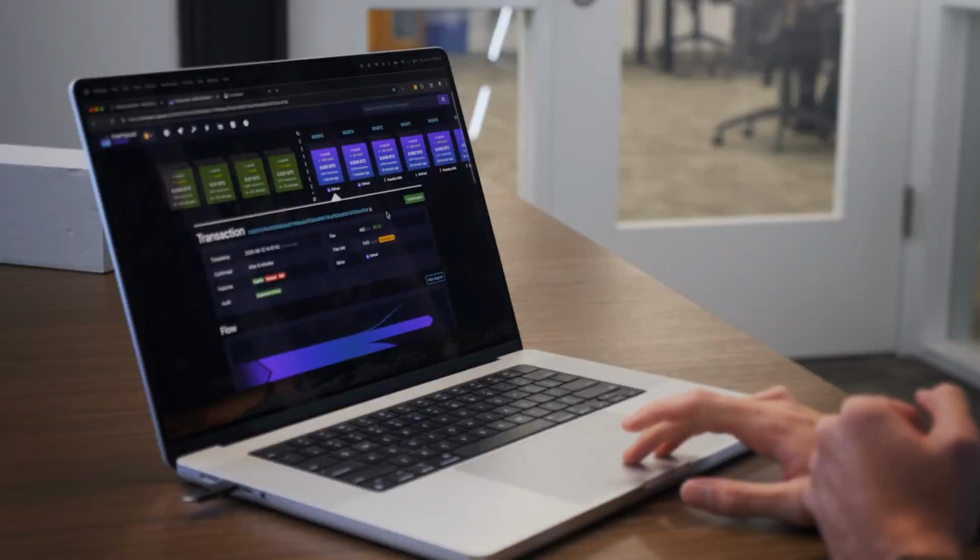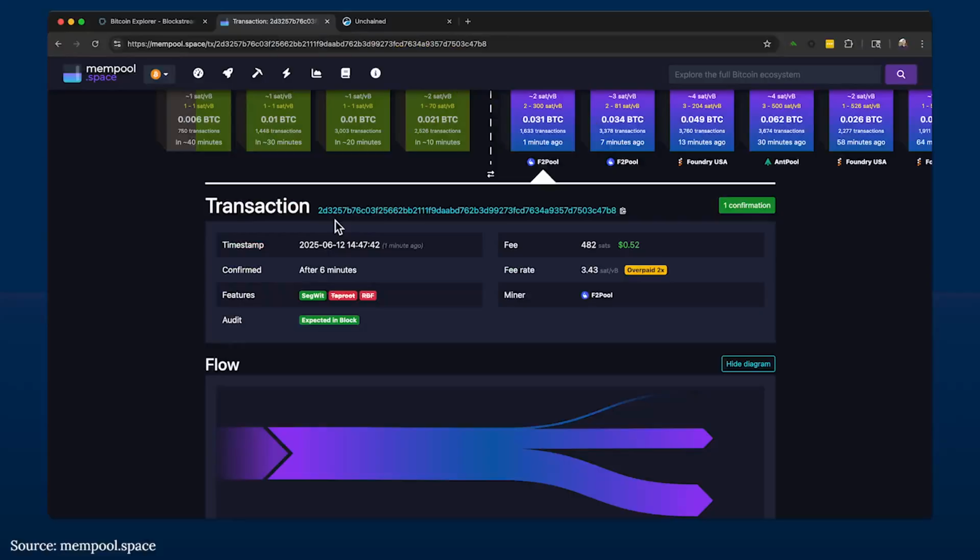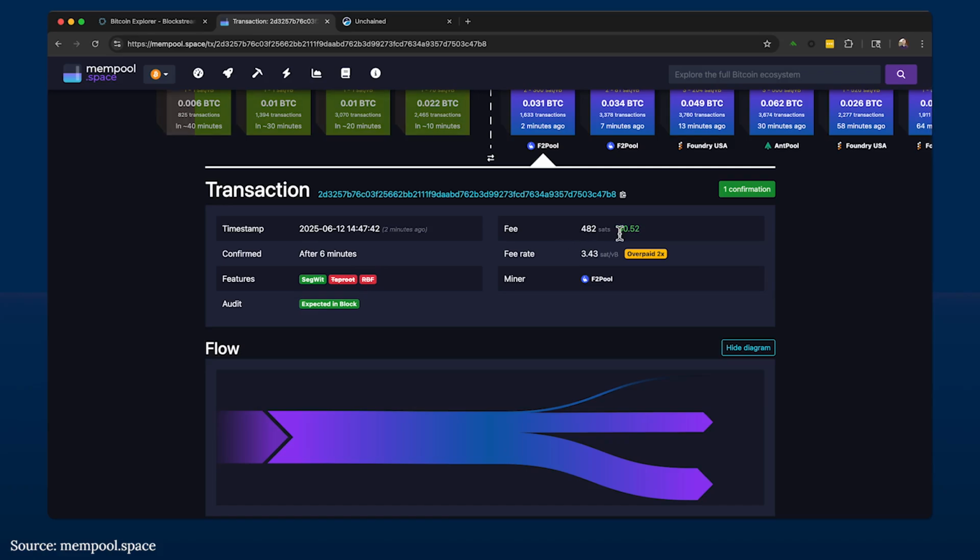So first we can see at the top the transaction ID. This is a bunch of letters and numbers that identifies this transaction. Every transaction has one of these. You can also see the fee, which is 482 Satoshis that was paid to miners to get this transaction mined, which is about 50 cents at the moment. You can also see the fee rate was 3.43 Satoshis per byte.